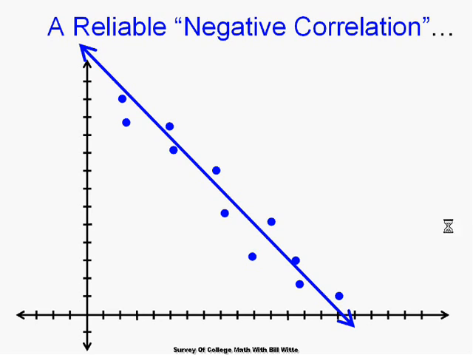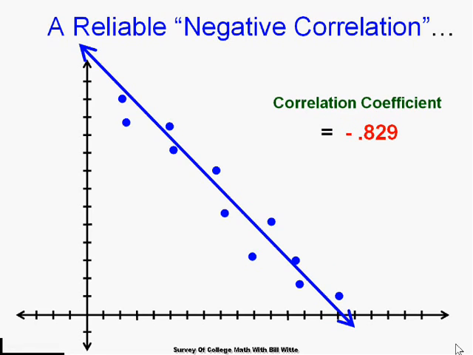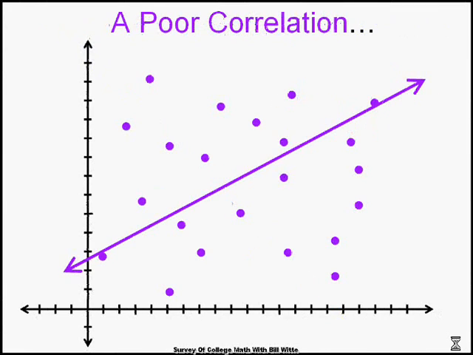Now this one would be a pretty reliable negative correlation. Notice as the X gets bigger, the Y value goes down. But it's still a good predictor. Excellent. In fact, it's a -0.829. It's very close to -1. It's called the correlation coefficient.